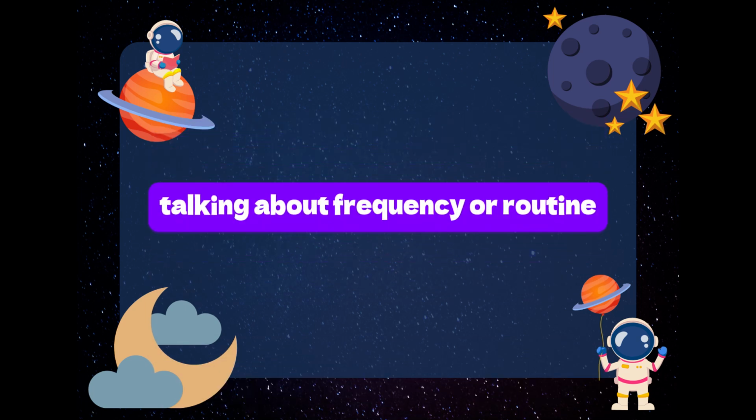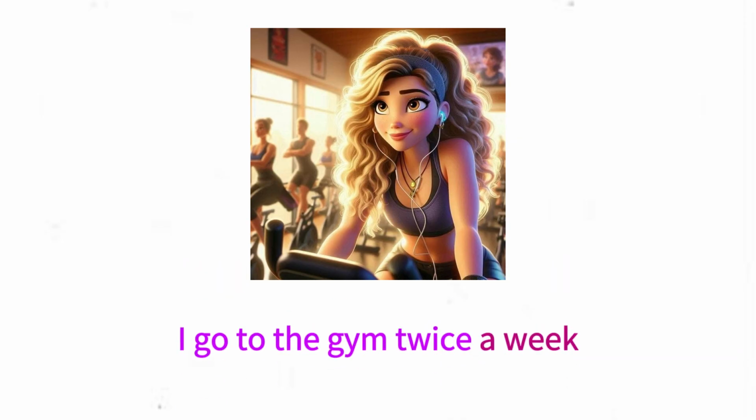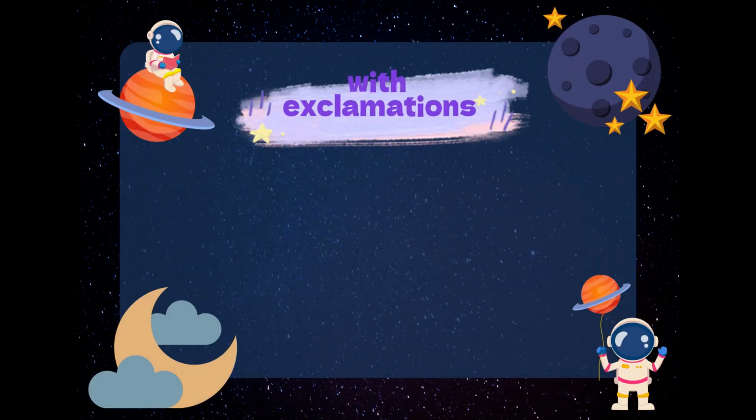Five, talking about frequency or routine. We also use a to talk about how often something happens. I go to the gym twice a week. She drinks a glass of water every morning. Six, with exclamations.